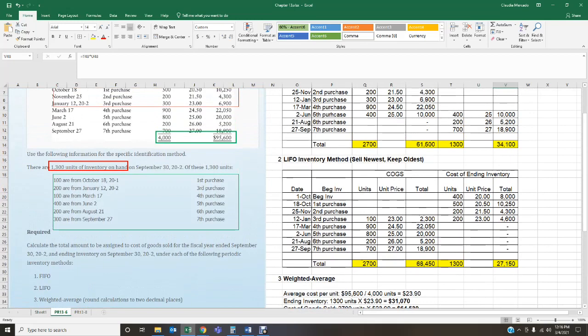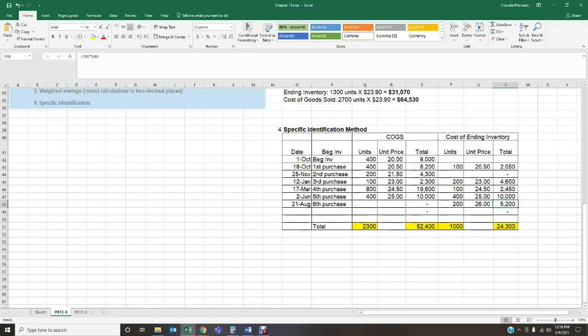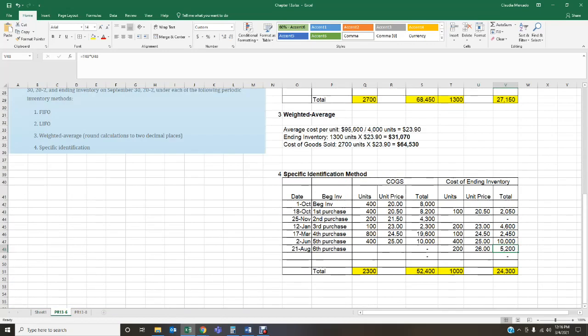Well, how many did we purchase? Well, 200. So the entire 200 units that we have purchased are going to a warehouse, and that's why we're adding those to our cost of ending inventory. Those 200 units are still available for sale. Okay, and that happened on August the 21st.